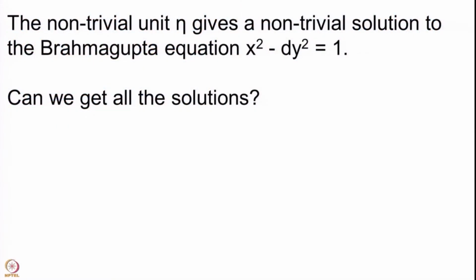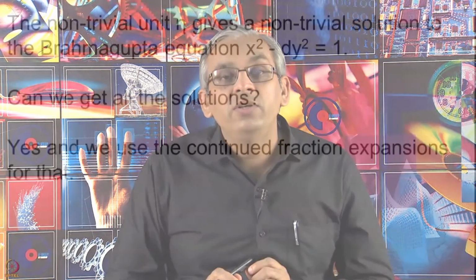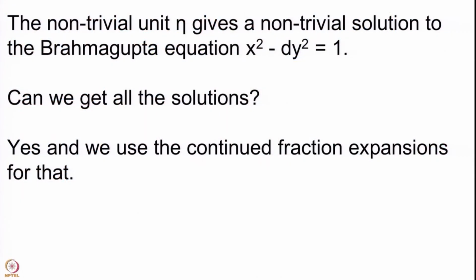So, the question is then, can we get all solutions to the Brahmagupta equation? Can we get all solutions to x squared minus d y squared equal to 1? And the answer is yes, we can get all the solutions. We are going to use the continued fraction expansions for obtaining these solutions. We will do this in our next lecture, which is going to be our penultimate lecture.